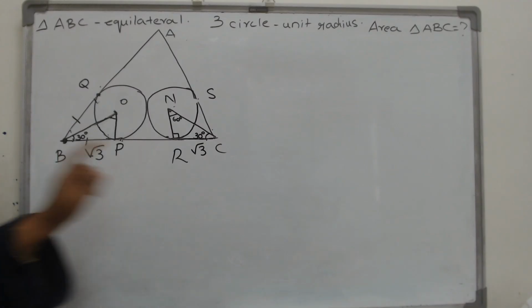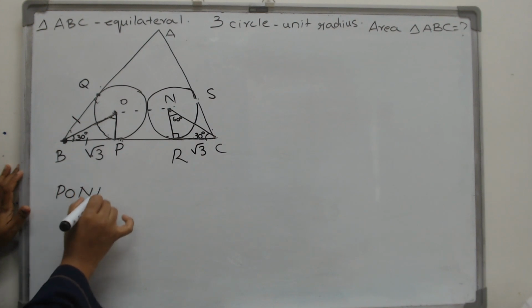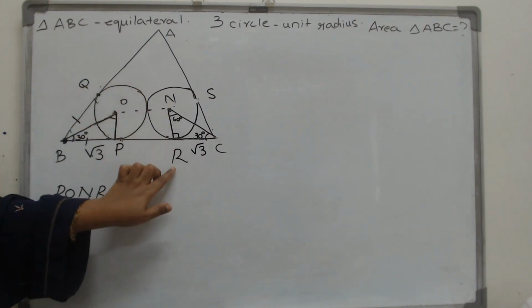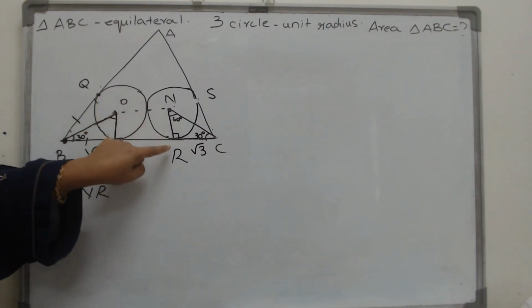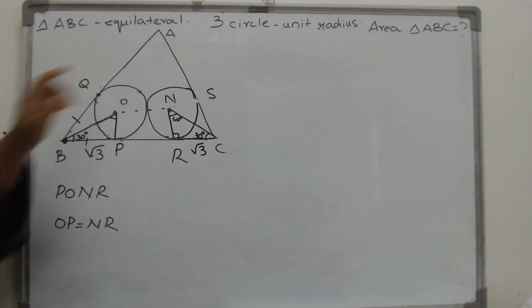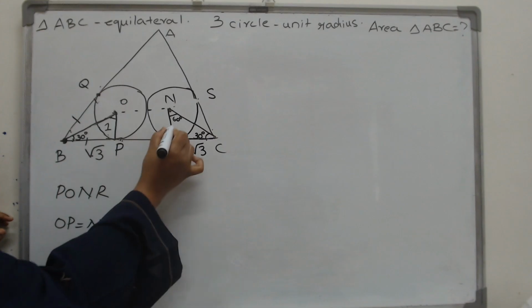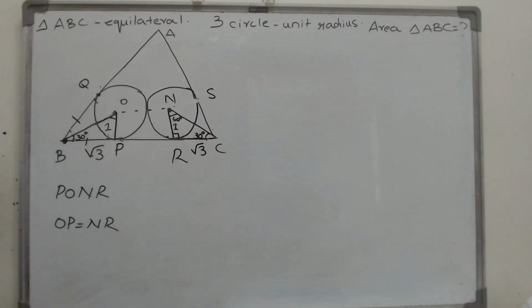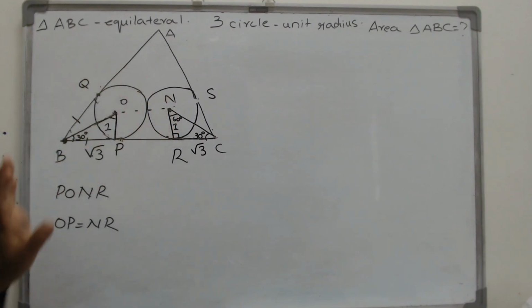Now join this ON. What sort of a figure is PONR going to be? You see here OP and NR are both equal. Why is that? All the three circles were equal. They have equal radius. Each one of them was 1 unit. When we say 1 unit, it can be 1 centimeter, 1 kilometer, whatever. But 1 unit. This was 1 unit and this was 1 unit.